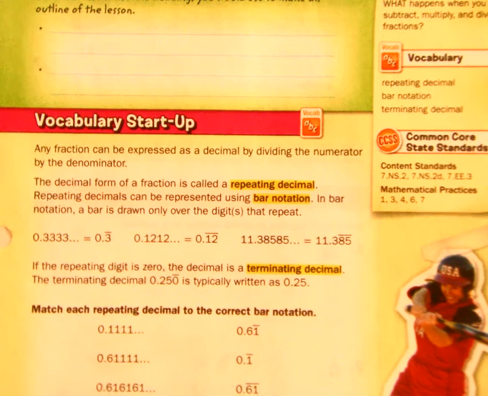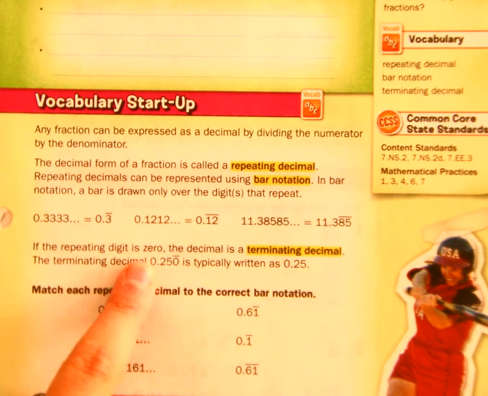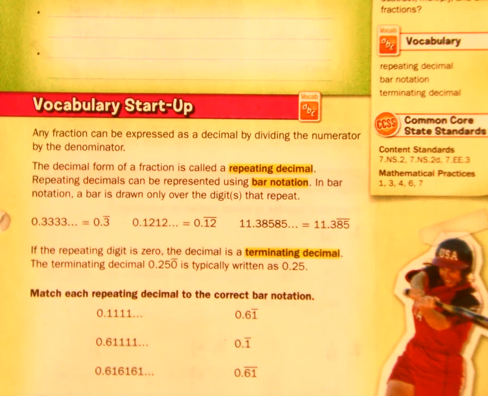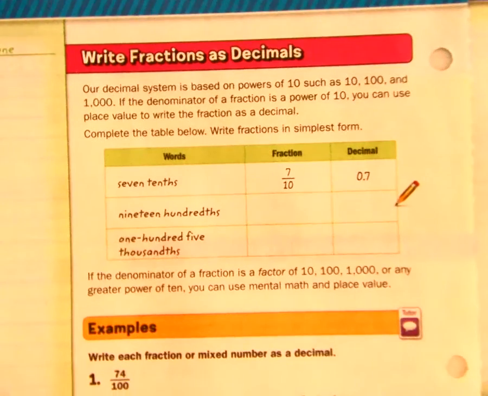Okay? A terminating decimal is if the repeating digit is 0. So those are the decimals that stop. Okay? The only digit that repeats is 0. So first we are going to write fractions as decimals.